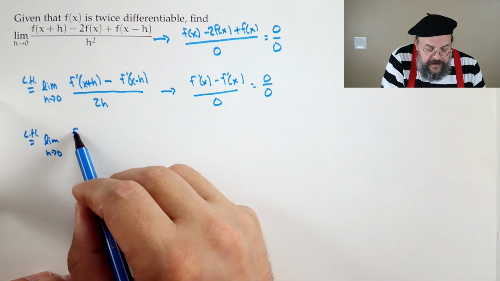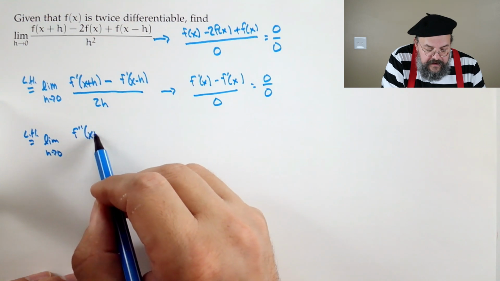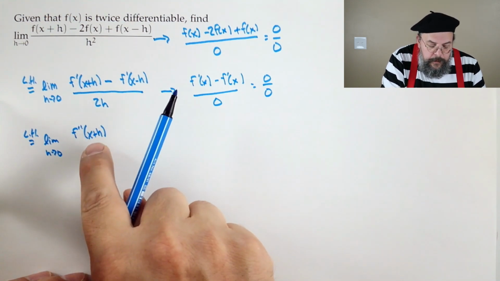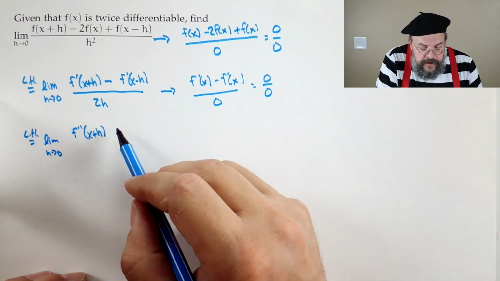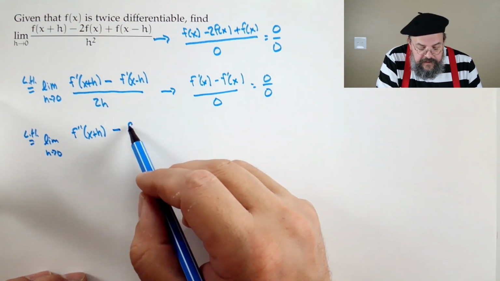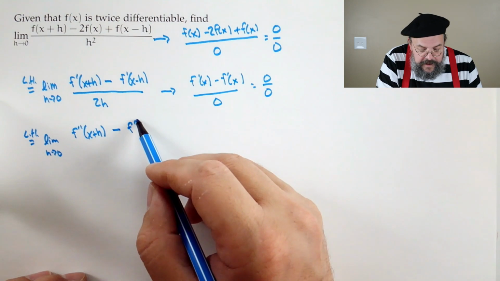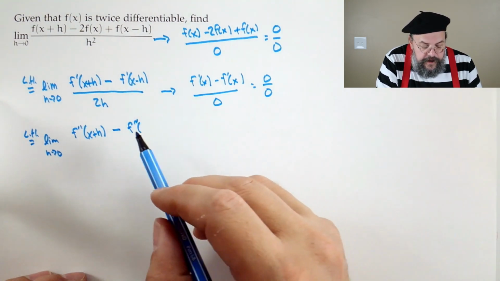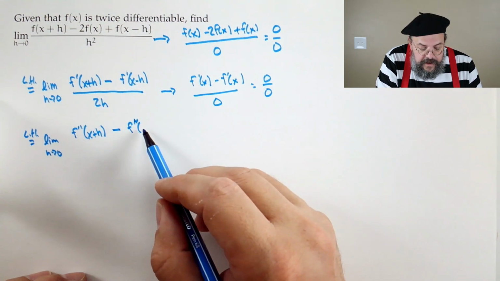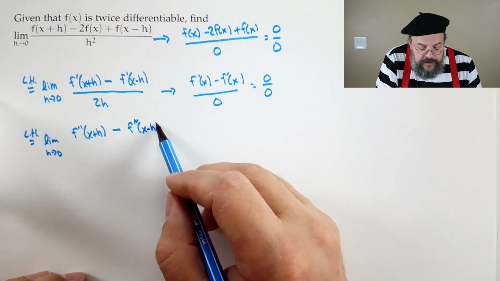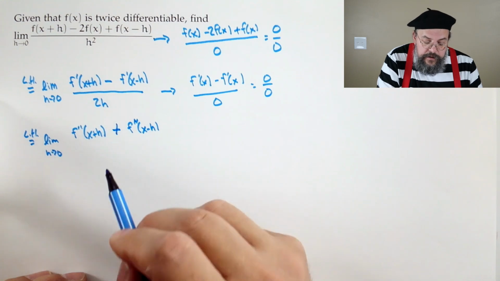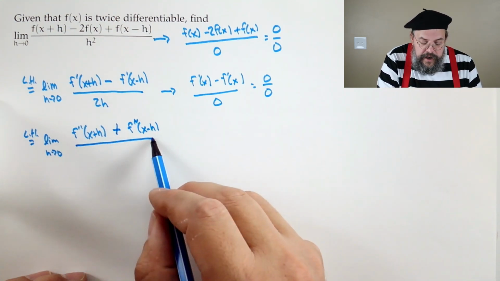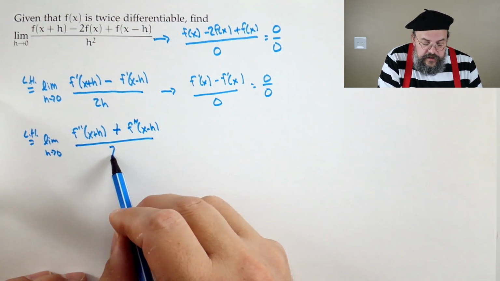Again, chain rule, f double prime of x plus h times 1, by the derivative of x plus h, which is 1. Then here, minus f prime, f double prime, because we're taking the derivative of the derivative, so f double prime, two derivatives, and then x minus h times the derivative of x minus h, which is a minus 1, which turns the minus into a plus, divided by the derivative of 2h, which is 2.